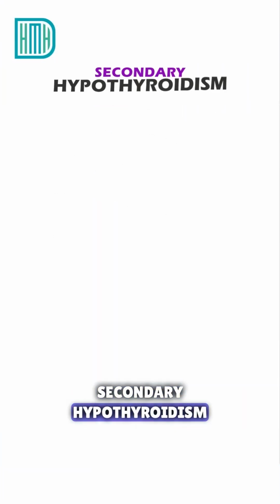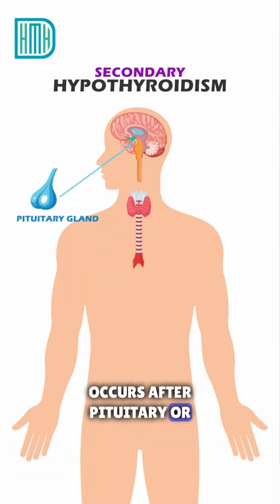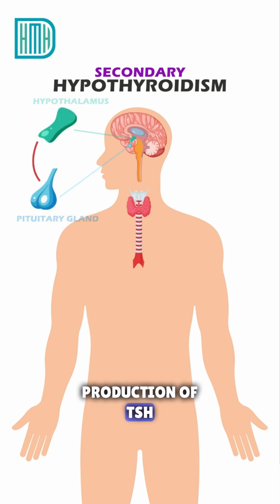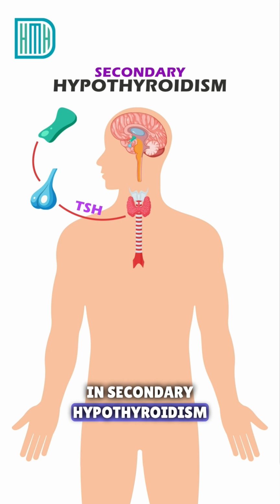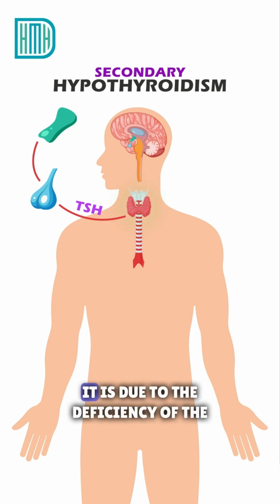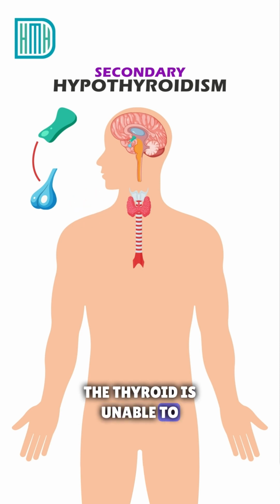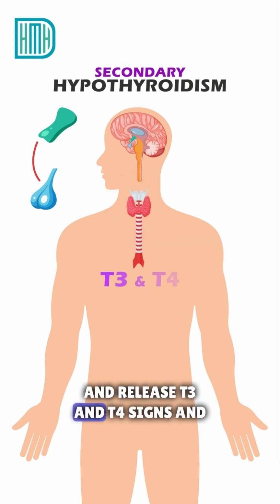Secondary hypothyroidism occurs after pituitary or hypothalamic damage and results in insufficient production of TSH. In secondary hypothyroidism, the thyroid gland is normal. It is due to the deficiency of the TSH. The thyroid is unable to function properly and release T3 and T4.